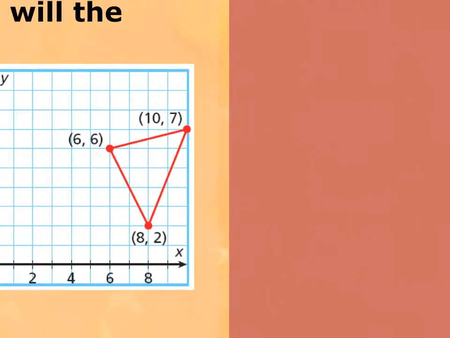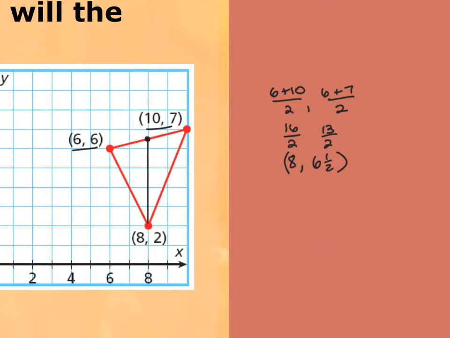To find the midpoint of each side, I'm going to start with these two. I'm going to say 6 plus 10 over 2 and 6 plus 7 over 2. And I get 16 over 2, or 8, and 13 over 2, or 6.5. Then I'm going to go to 8 and 6.5, which is that point right there. That's my midpoint. And then I want to draw a segment that connects the vertex to that midpoint. So that's one of my 3 medians.